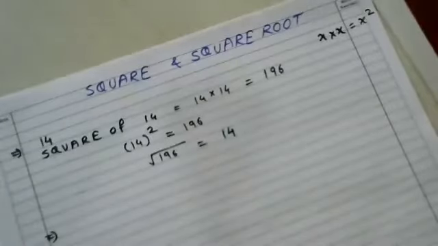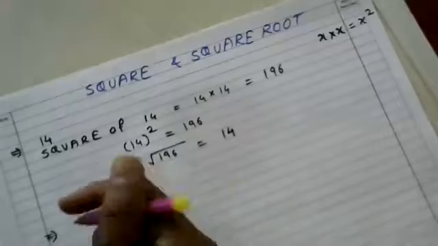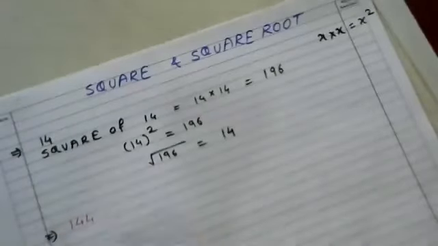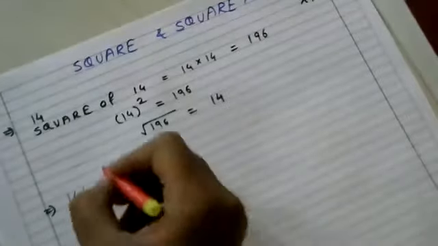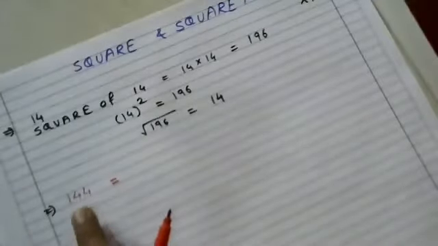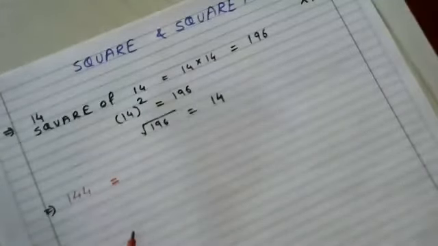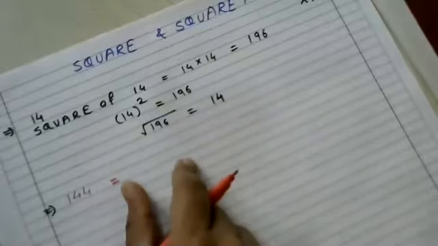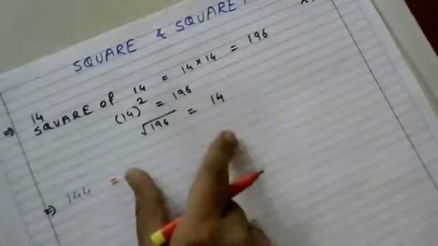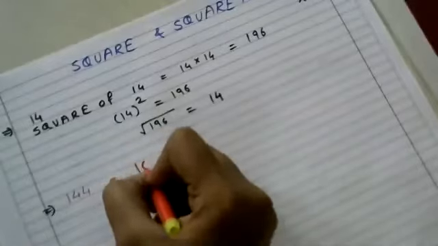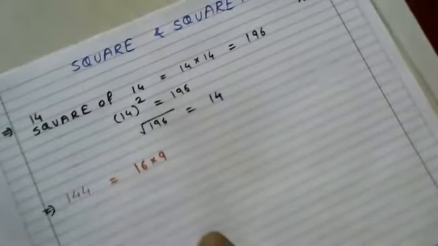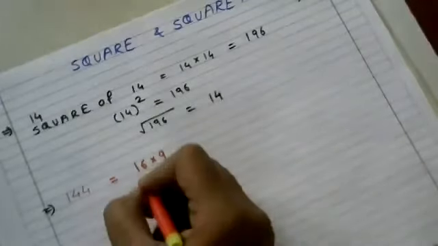Now, the first example I'll be taking will be of 144. This 144 I have written. Now find the square root of 144. What is our first step? Find the factors of 144. If you know the factors, you can directly write. If you don't know, then divide by 2, 2, 2, 2, 2. So I know directly that 16 nines are 144, right? So I will be making the factors of it.